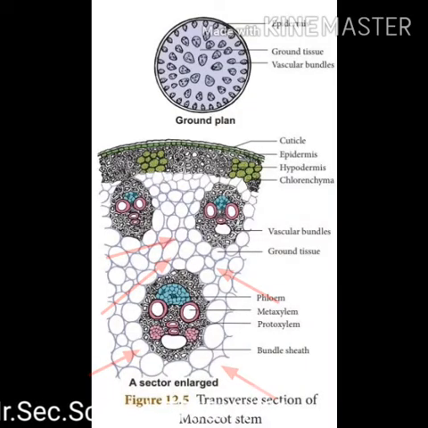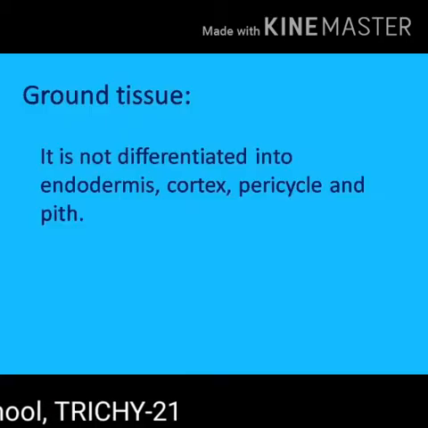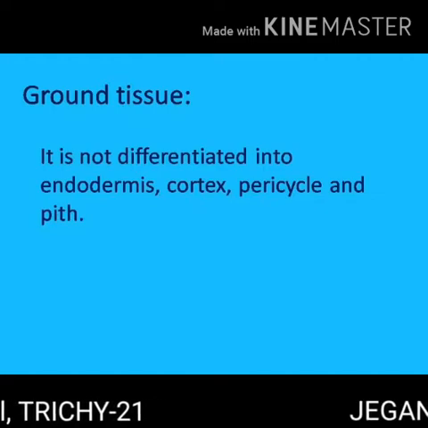Ground tissue. The entire mass of the parenchyma cells next to the hypodermis and extending to the center is called ground tissue. It is not differentiated into endodermis, cortex, pericycle and pith.